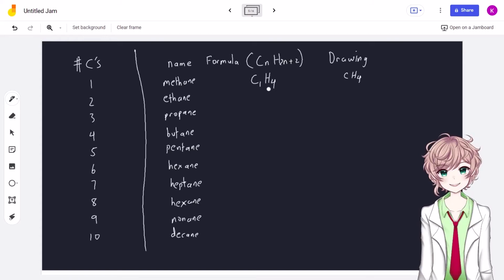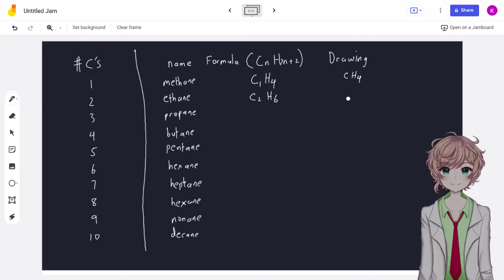Ethane would have the formula C2, and 2 times 2 plus 2 is 6. So C2H6. And the drawing would be something like this, just a straight line. Propane would have C3H8.